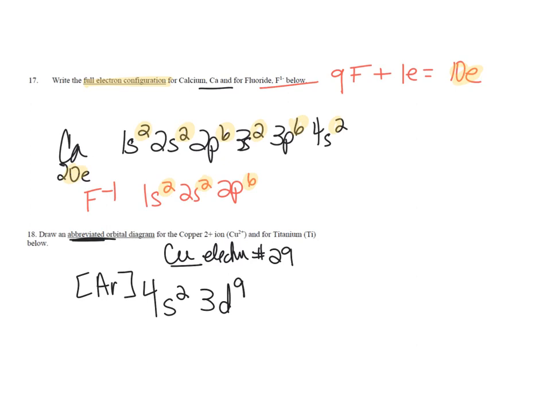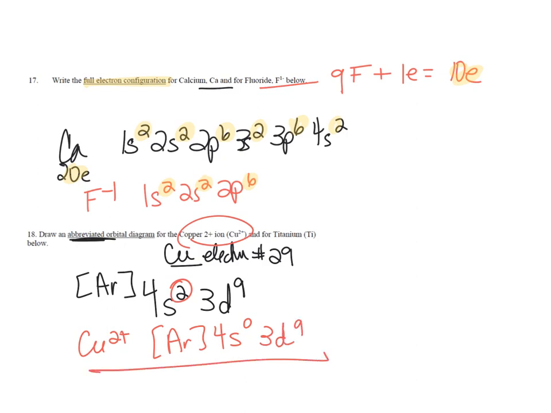But notice that we want copper 2 plus. So for copper 2 plus, we need to remove the 2 electrons from the 4s. So copper 2 plus is argon 4s0 3d9. And that is the electron configuration for copper 2 plus.